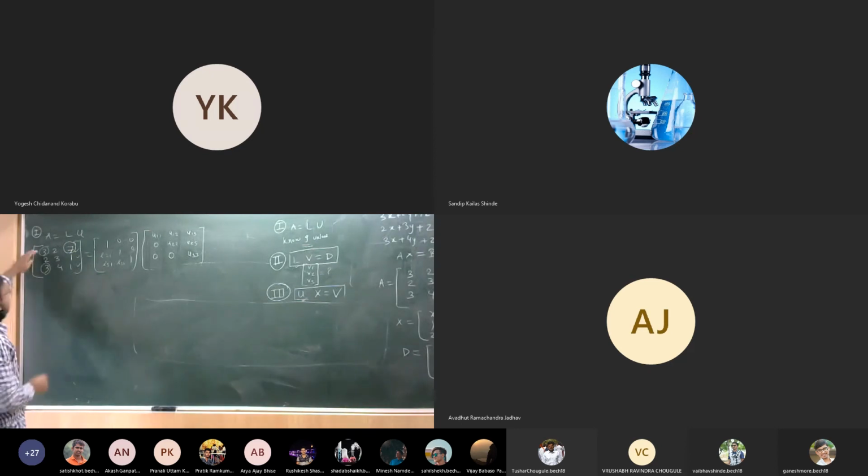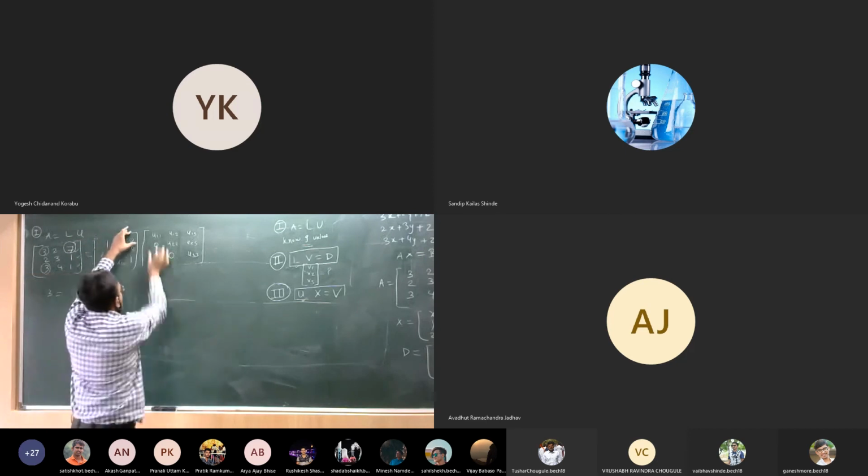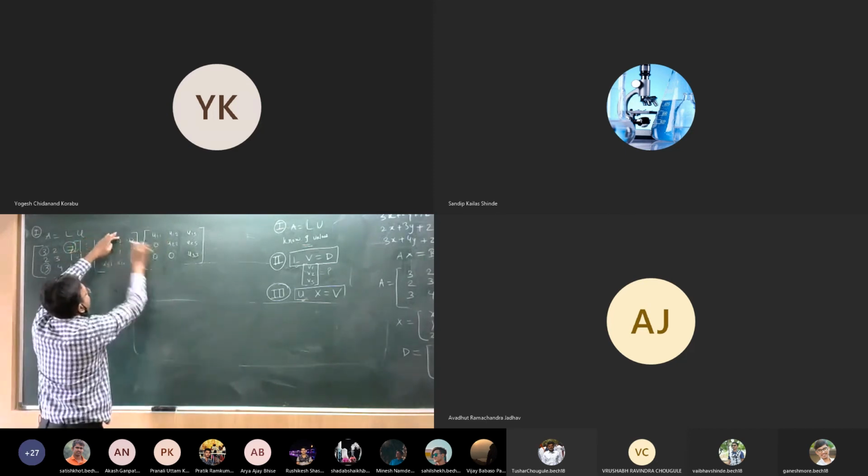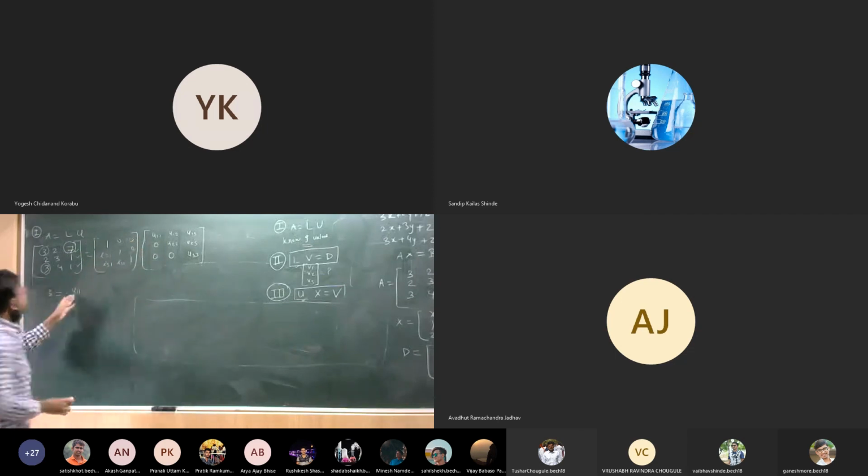Suppose the 3 element, this position, is always equal to this row into this column. So that would be U11 into 1, 0 into 0, 0 into 0. So ultimately we get U11 is equal to 3. This is the first member we directly get.